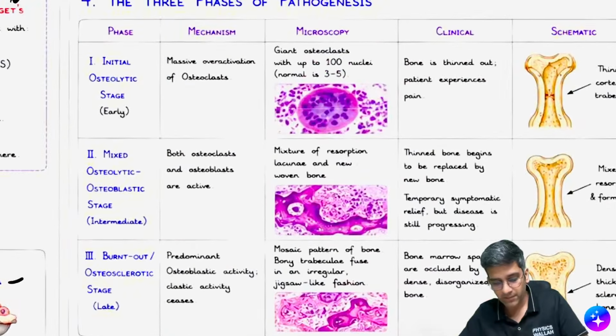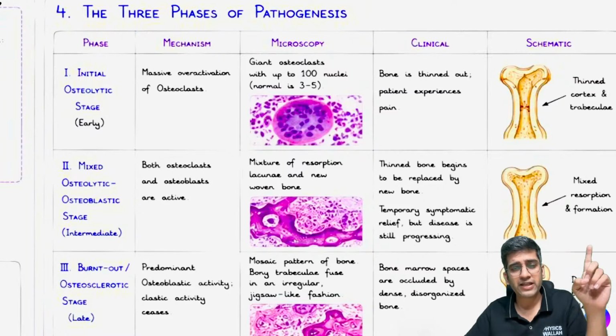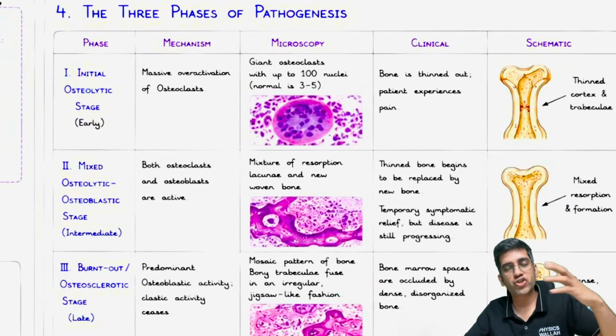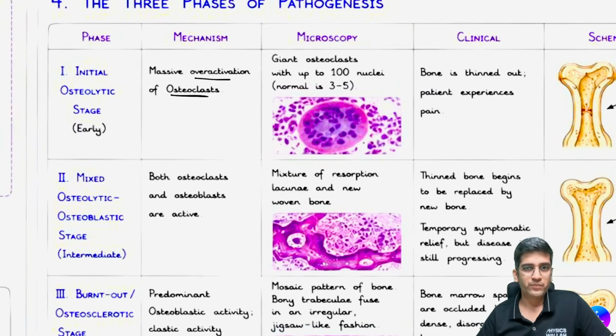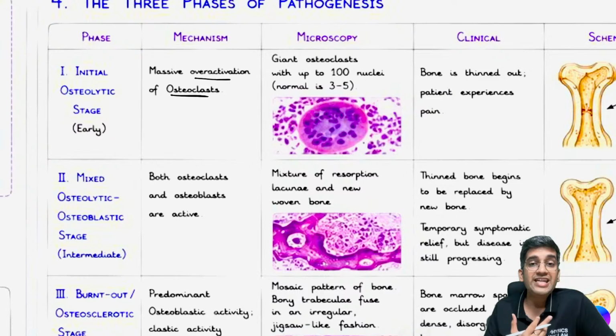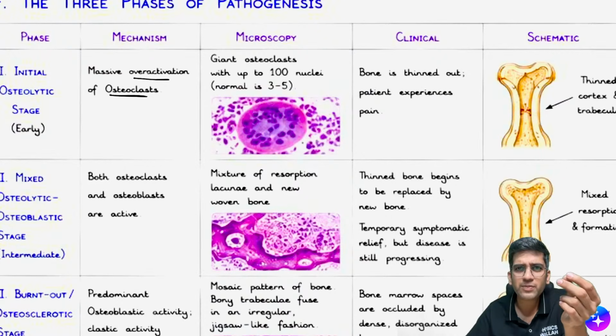The first phase is the intense osteolytic phase. Remember SQSTM1 mutation? Intense osteolysis phase, completely osteolytic, right? So there'll be a massive overactivation of osteoclasts. Everything will be removed. In this phase, if you take a biopsy, you might see osteoclasts with up to 100 nuclei, very active osteoclasts. So what will happen? Primarily, bone will become very thin. The patient might experience a little bit of pain because of thin bone, thin cortex, right?